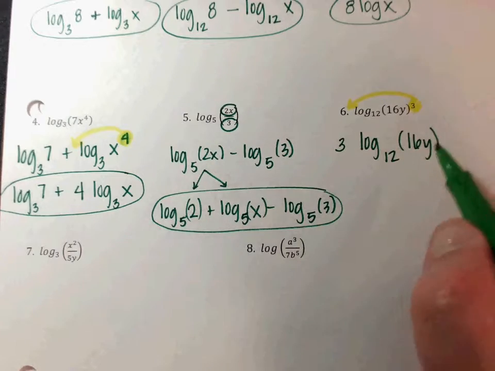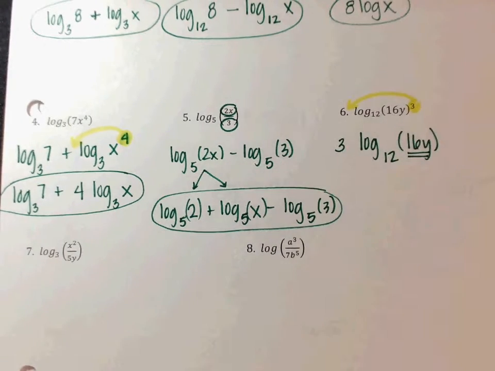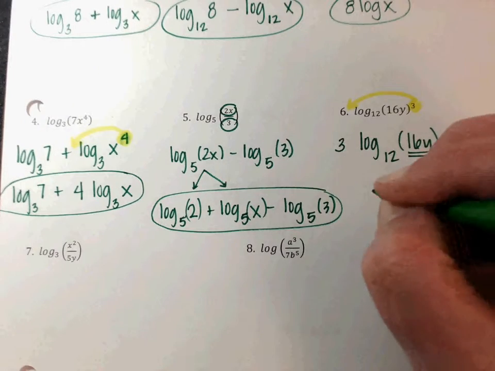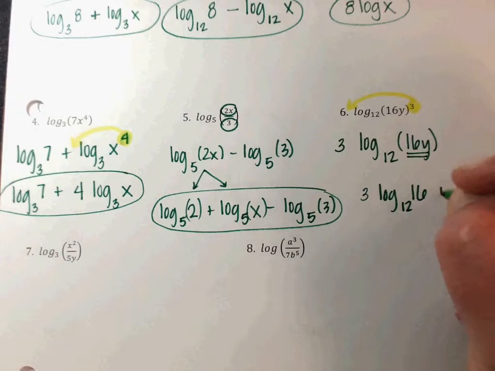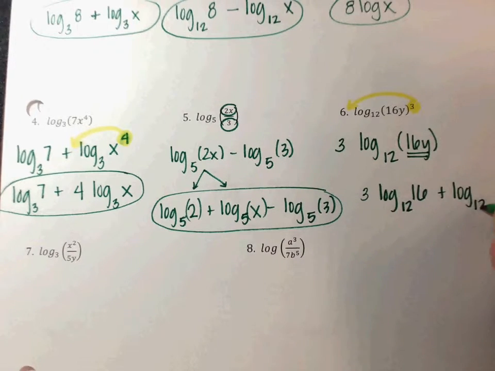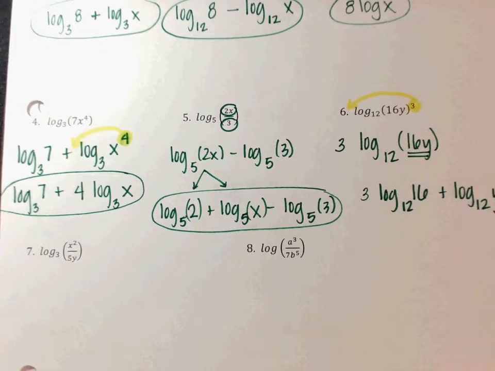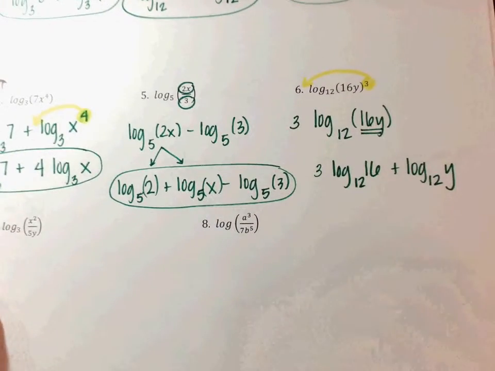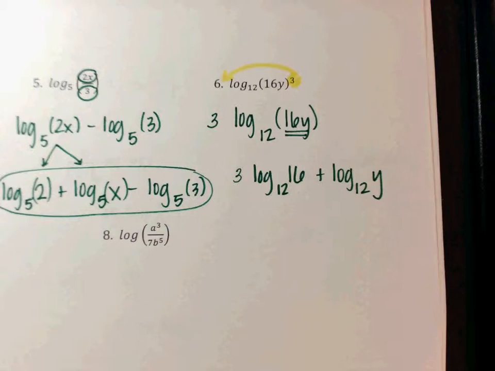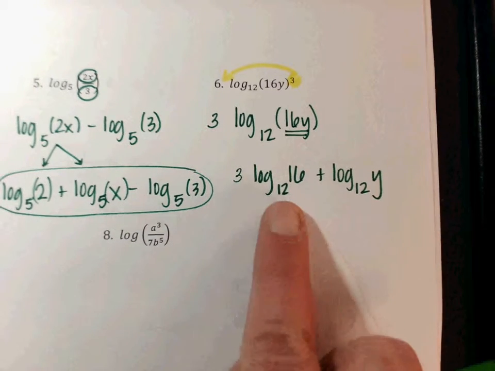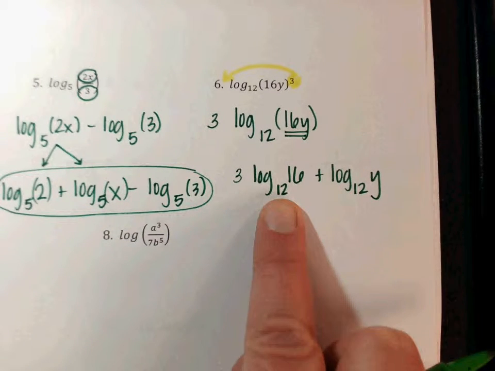Then from there, 16 and y need to get their own logs. Will they be added or subtracted? Added. Very good. So it'll be 3 log base 12 of 16 plus log base 12 of y. Now, there's one thing that is wrong with this. When I look at that, who did the 3 initially apply to? Was it only the 16 like it is here? No, it was applied to both, right?